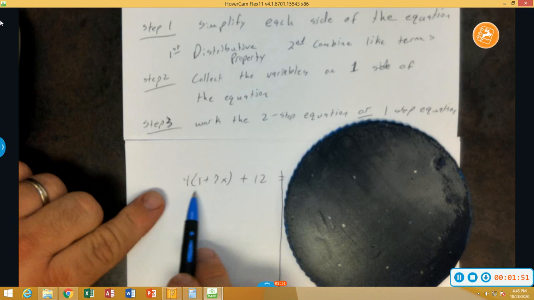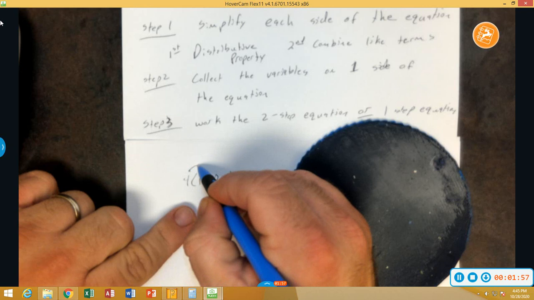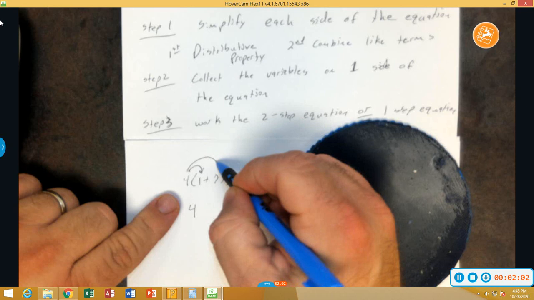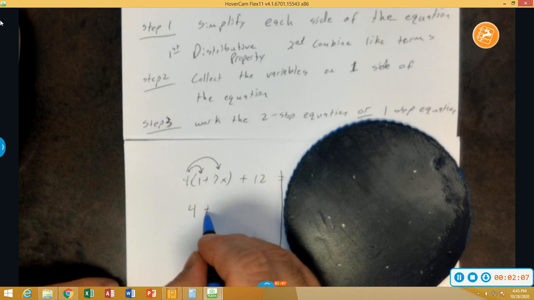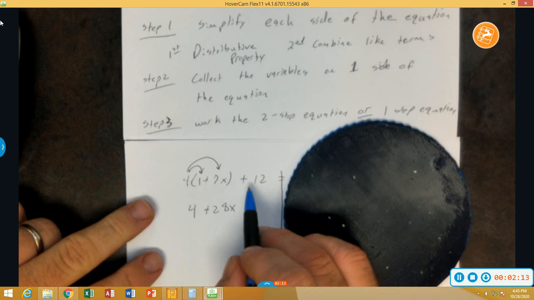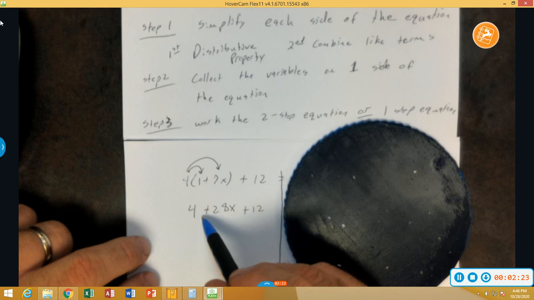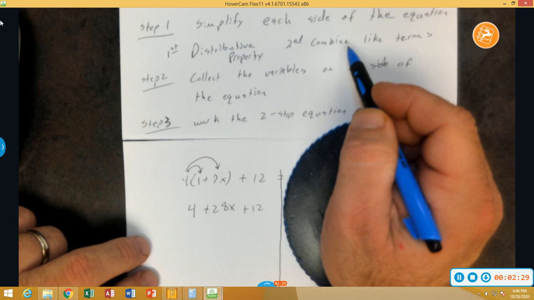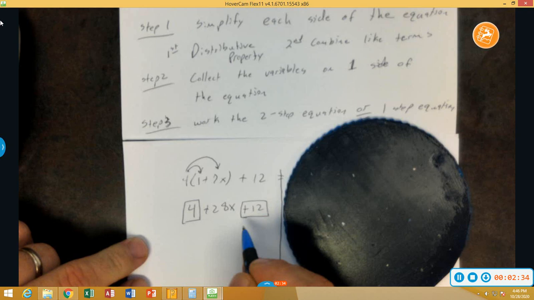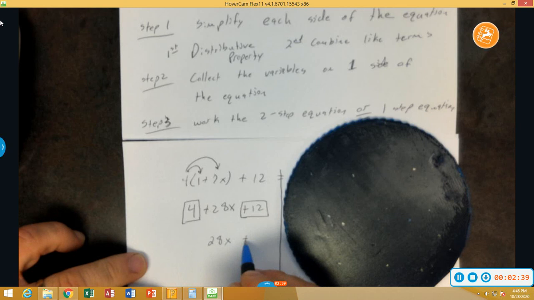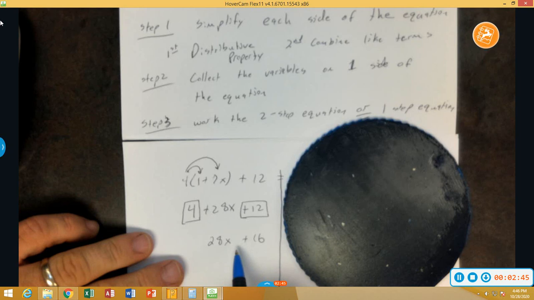Distributing the 4 in, 4 times 1 is 4. And 4 times a positive 7 is a positive 28, and we bring the x with it. Notice we didn't do anything with the plus 12, so it just drops down. Is this simplified? The answer is no. We did distributive property, but there's one more thing we can do, and that's combine like terms. We have 4 plus 12. What is 4 plus 12? You got it, it's 16. Now there's nothing else we can do here. This is as simple as it gets on this side of the equation.